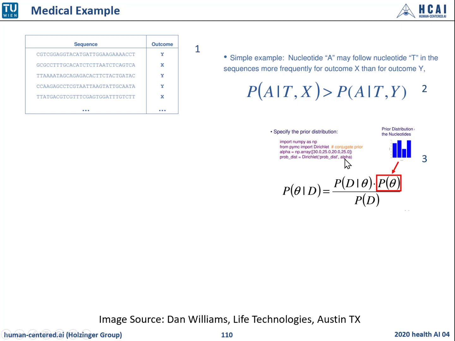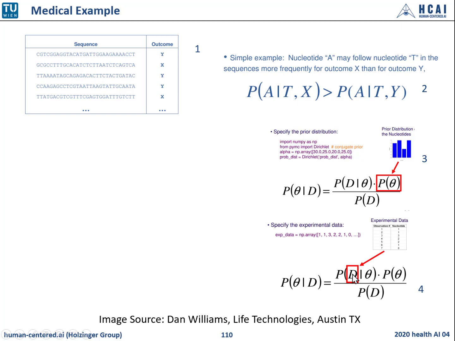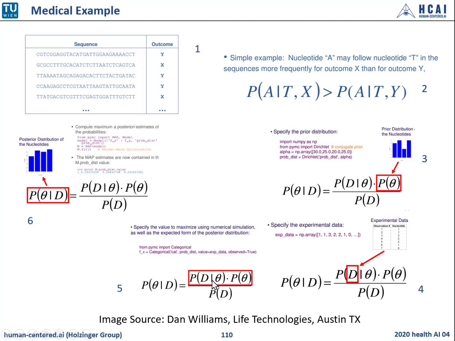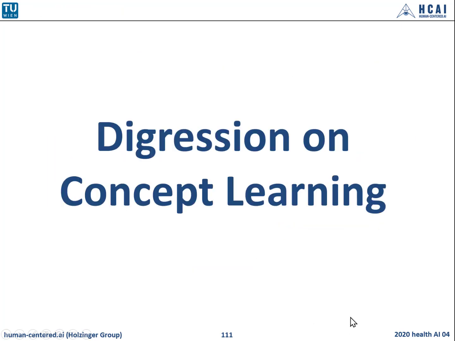Now, for example, you can infer it from maximum likelihood or the better maximum a posteriori, so MAP, Bayesian approach. So here, D is the observed data. This is the experimental data from the scoring model parameters. Then you specify the prior distribution of the nucleotides. And then you specify the experimental data and you have the posterior distribution of the nucleotides. So this is really a nice example provided by Dan Williams from Life Technologies, Austin, Texas.